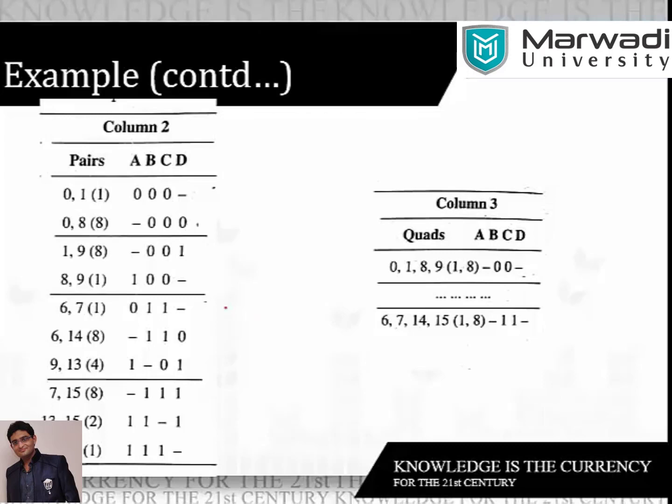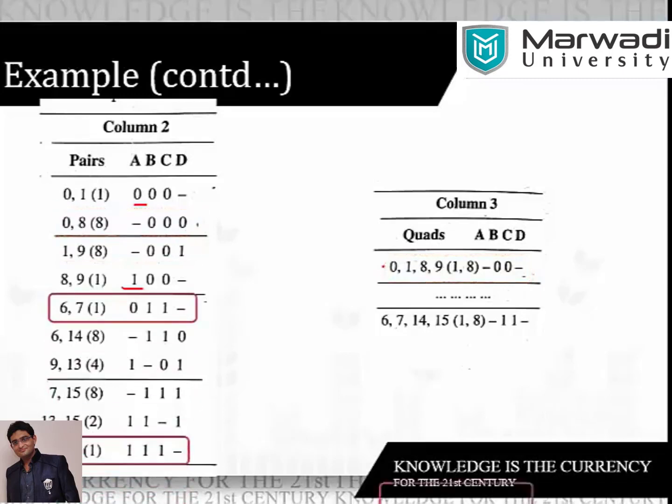Now we will be repeating the same procedure to obtain column number 3, that is, comparing the two successive groups 0, 1 and 8, 9. We will be getting the change in the MSB and keeping the remaining terms as they are, that is dash 00 dash, and obtain it in column number 3. The next comparison would be between 0, 8 and 1, 9, and it would result in the same answer, that is dash 00 dash. So we won't be repeating the same term in the column.